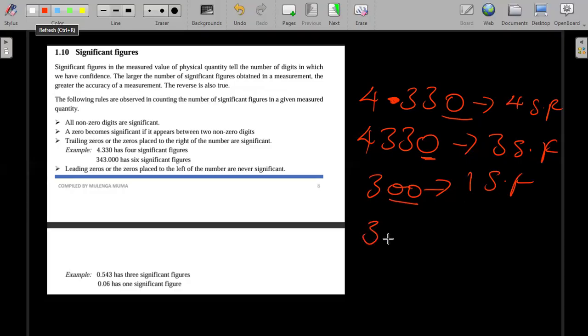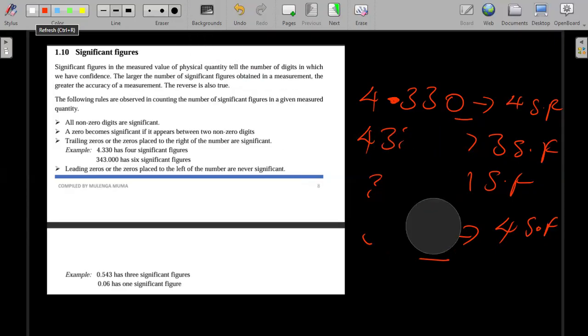Unless you had a point, so let's introduce a point there, then we put 3 zeros like this. How many significant figures are there? In this case, you are going to have 4 significant figures. These zeros are going to be significant because they are trailing zeros after a decimal place. So that's about trailing zeros.